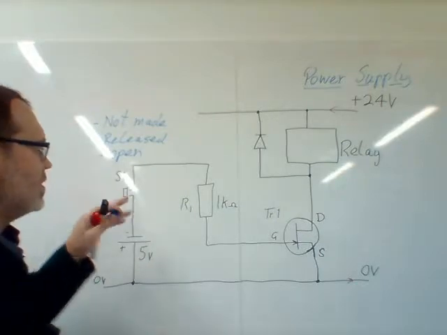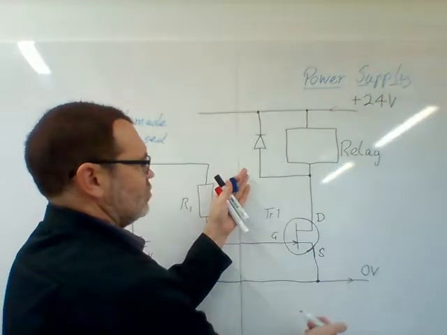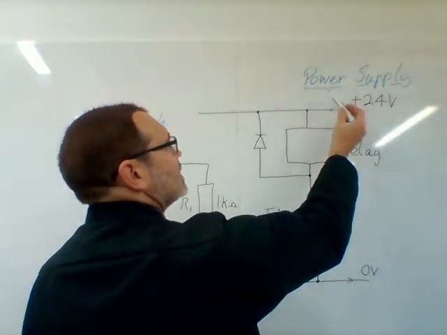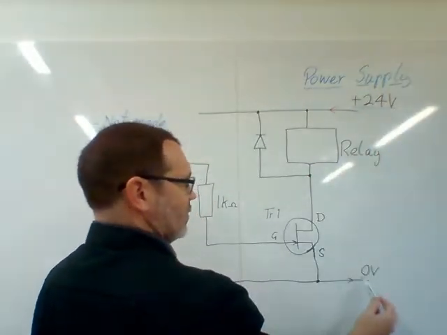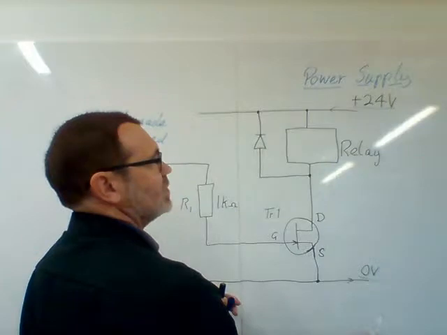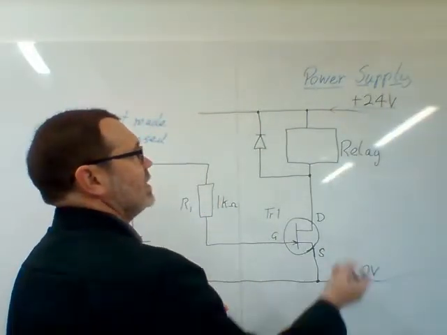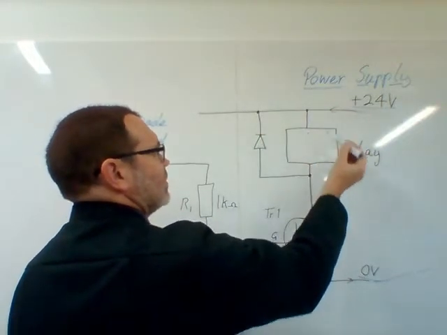So with that open, we can ignore virtually all of that part of the circuit and just focus on what's happening on this side here. I've labelled another part of the circuit up here, which is the power supply. That's this plus 24 volts and the 0 volts coming down here. Those two lines will go off to the power supply. So we've got a 24 volt supply rail coming along here.